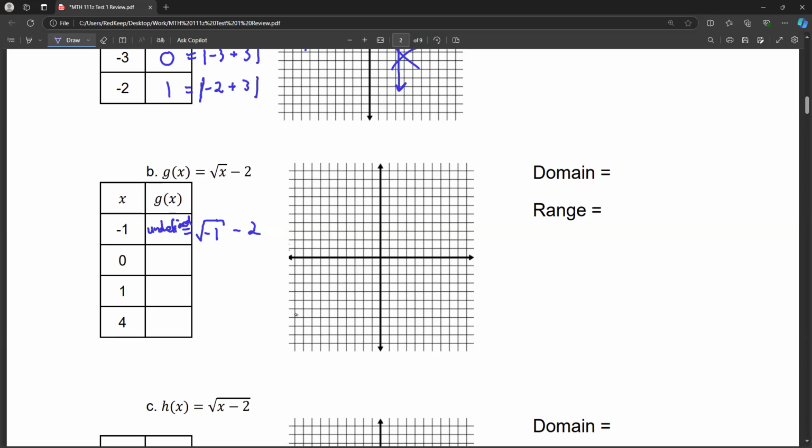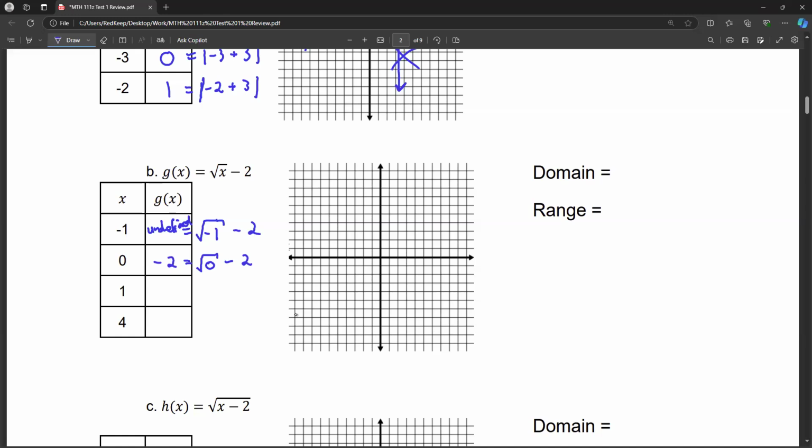Okay, so moving on to when x is equal to 0, we'll take the square root of 0, and then we're going to subtract 2 from whatever the square root of 0 is. So the square root of 0, and you can check this on your calculator if you don't already know, the square root of 0 is equal to 0. And so we would have 0 minus 2, which as a result will be negative 2.